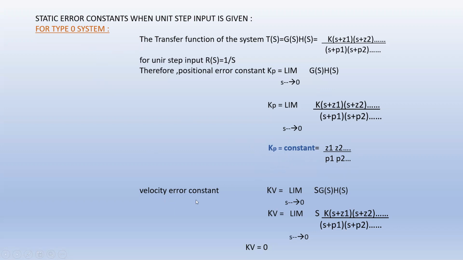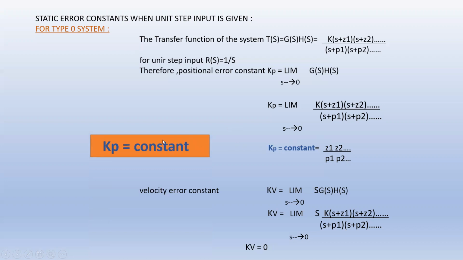And if we look at the velocity error constant for a type 0 system, we can have the transfer function. And if we substitute G(s) into H(s) in the velocity error constant formula, then we can see that as s is tending to 0, this s will make the velocity error constant equal to 0. Similarly, if we place the corresponding transfer function in the acceleration error constant, we can find out the acceleration error constant as well.